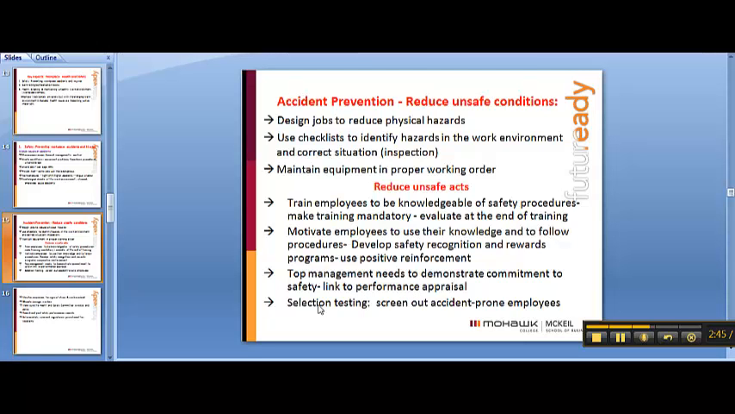And also when you're selecting people for work, try not to hire people that are accident prone, right? Because clearly they're going to damage the work environment, and people will get hurt in the work environment, including themselves. So if you can screen out accident prone people, that's great.